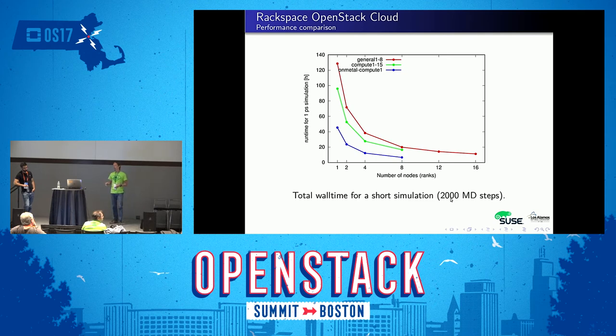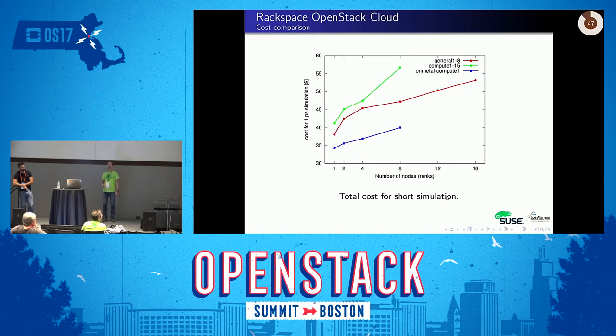So let's say we run it for 2,000 MD steps. I mean, typically you run for a lot longer, but that's just an example, which corresponds to 1 picosecond simulation time. And this graph shows you the wall time, how long you have to wait for the result to come in. As we've seen on the previous slide, the on-metal flavor is by far the fastest, then the compute, and then the general purpose flavor.